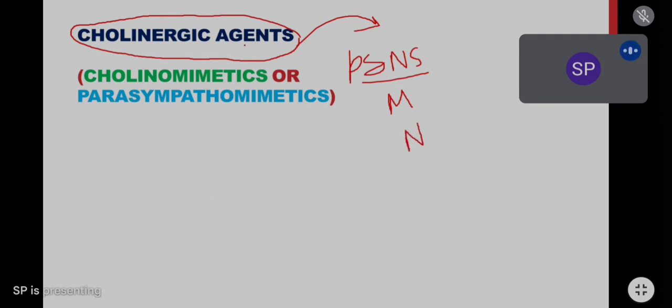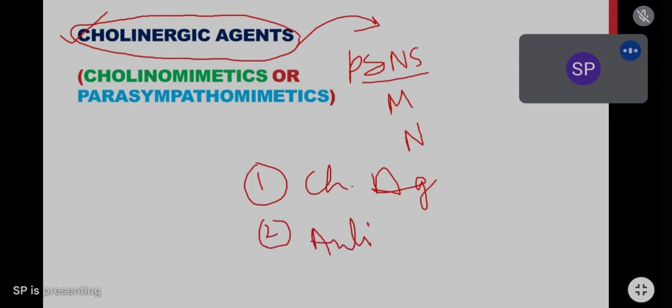So in cholinergic agents we have two types of drugs. The first type is cholinergic agonist drugs, and the second type is anticholinergic drugs. Cholinergic agonist drugs are those drugs which will increase the actions of acetylcholine, or increase the actions of muscarinic and nicotinic receptors. Very simple. And anticholinergic drugs are those drugs which will decrease the actions of muscarinic or nicotinic receptors, or simply they are called anti-muscarinic or anti-nicotinic drugs.